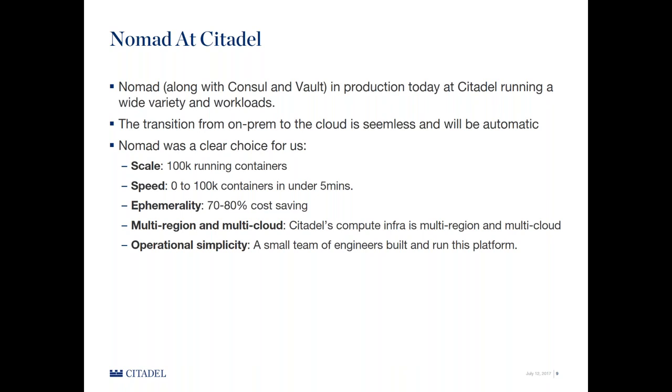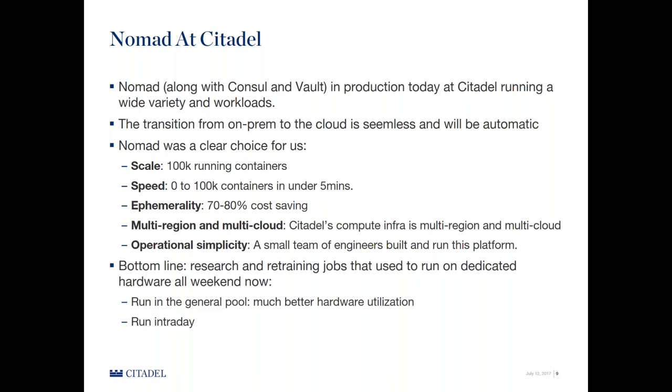The features that we liked about Nomad and what really enabled us to build this system were, one, the ability to run at scale, like say 100,000 running containers is something that we do have to accommodate. The speed, as we discussed, is a real critical feature for us. We're able to get to 100,000 in under 5 minutes. The ephemerality, the ability to run on things like Amazon Spot, Google Preemptible, means a significant reduction in our actual costs. And that multi-region, multi-cloud that we've discussed.